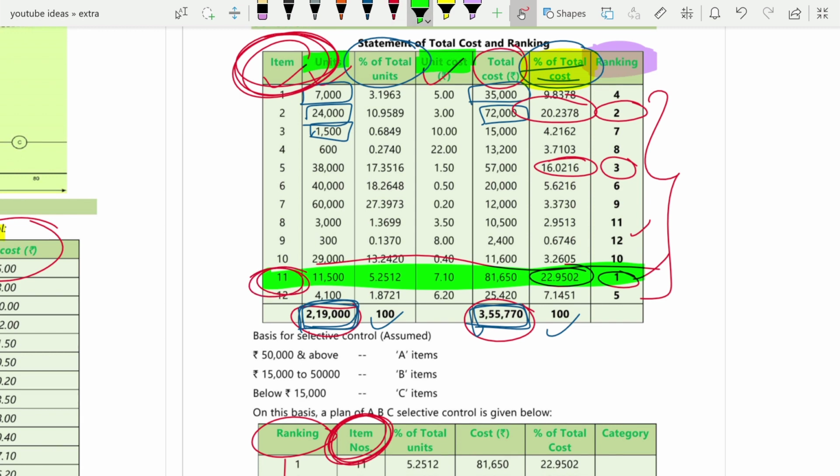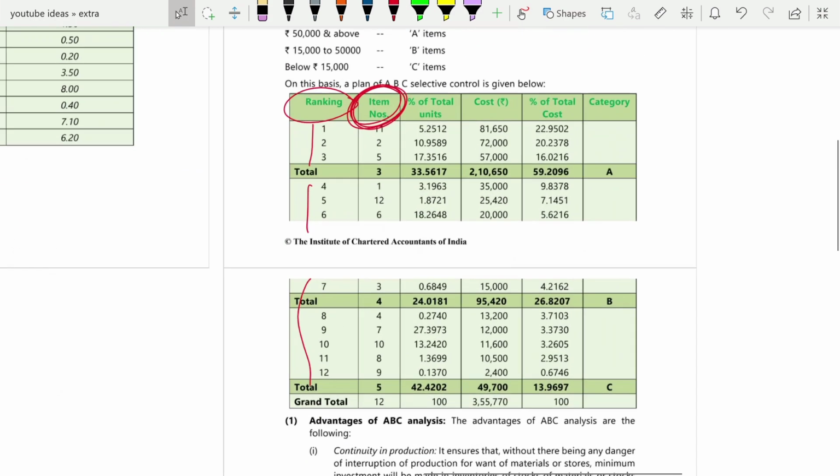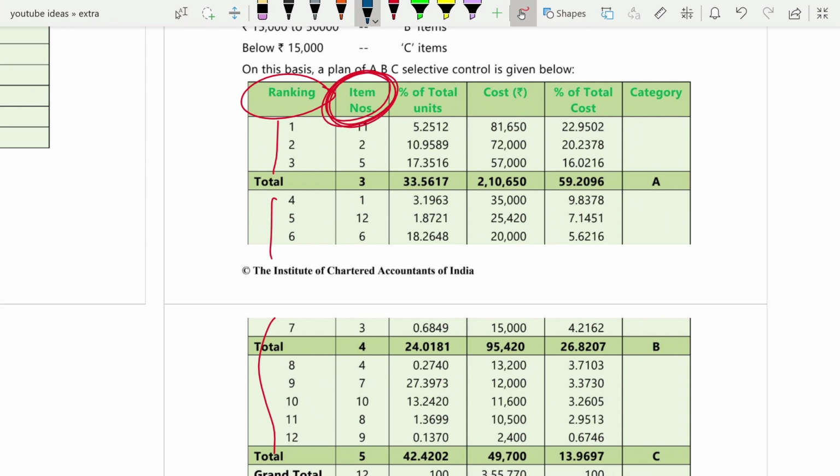Which item has got rank 2? Item number 2 has got rank 2. Which item has got rank number 3? Item number 5 has got rank number 3. So like that you have to find out each and every item, and according to the rank it has got, you have to put the item number here. So second column also okay.